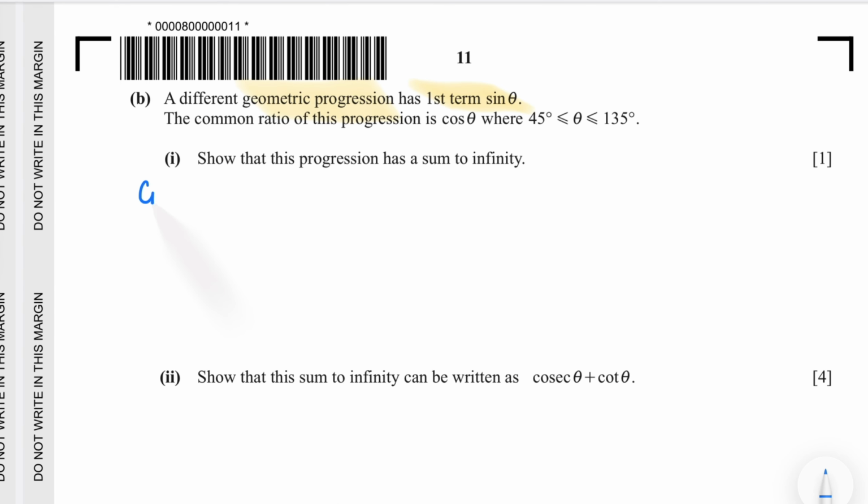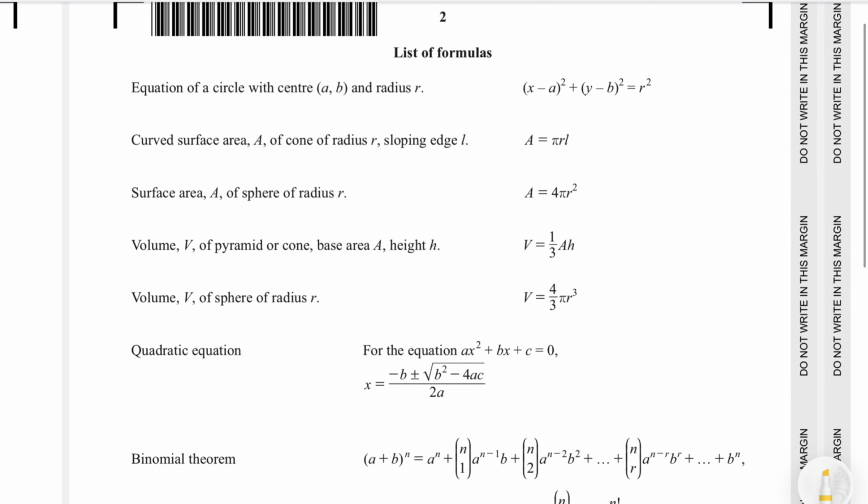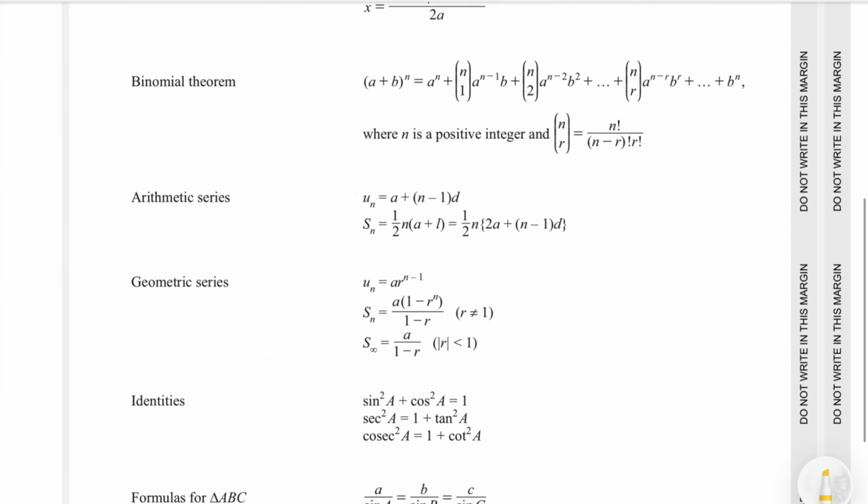Question B, geometric progression. The first term is sine theta. Common ratio is cos theta. R is cos theta. And this is the range. Show that the progression has sum to infinity. For this 1 mark question, you can refer to the list of formula for geometric progression.